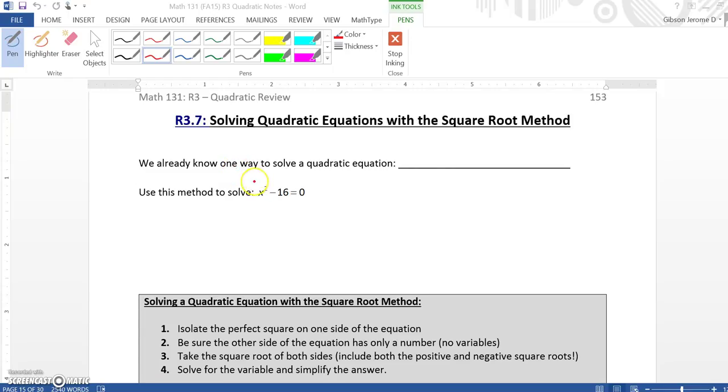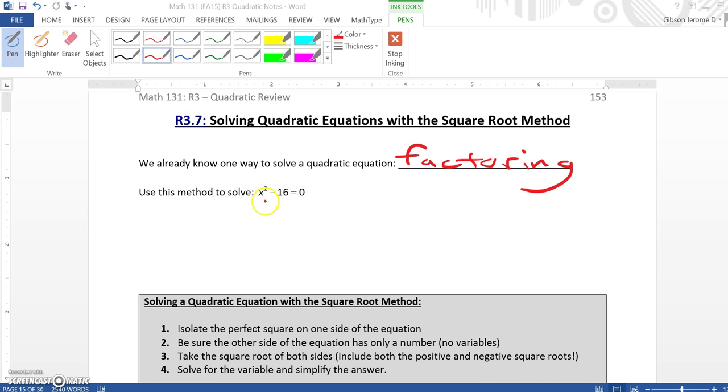Hello class, we're about to start section R3.7, solving quadratic equations with the square root method. We already know one way to solve a quadratic equation is by factoring. Now, we will use this method to solve x squared minus 16 equals 0.